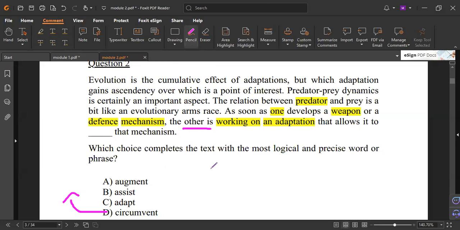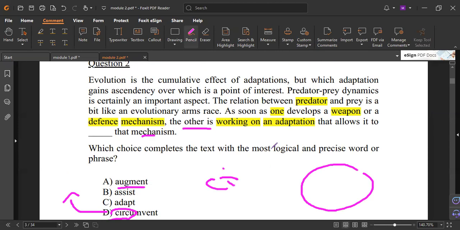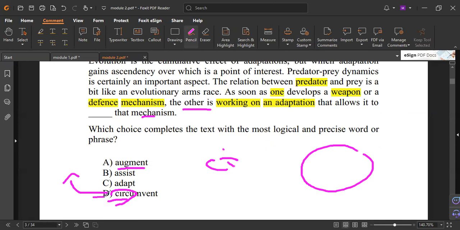You catch it? Yes. Letter A means increase. Augment means increase. So we don't mean that to increase the mechanism. No, we'll find a reason to escape. Circum means to go around, and the circle, this is a Latin root. Circle means to circle around the problem. It means you are going to find a way to escape from it or to avoid it. That's right. So here letter D is the best.